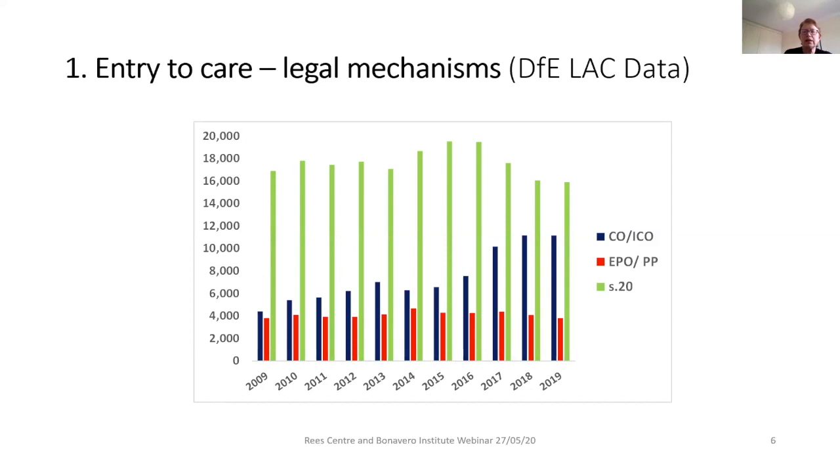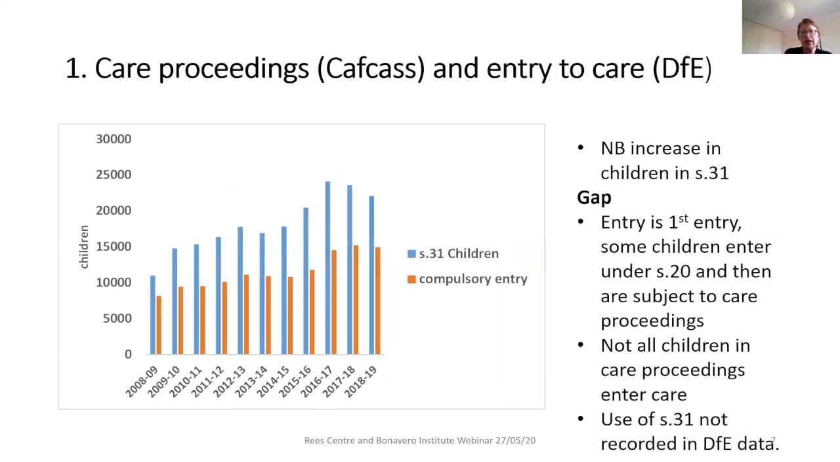And that will be particularly the case in use of police protection. Lots of children subject to police protection but never enter care. And we'll see also in relation to care proceedings. So this chart takes the compulsory entry from the DfE data, so it's adding together those red bars for emergency and the blue for care orders, interim care orders, and that's what's graphed in brown, and in blue we see the number of children involved in care proceedings, and that comes from the CAFCASS data.